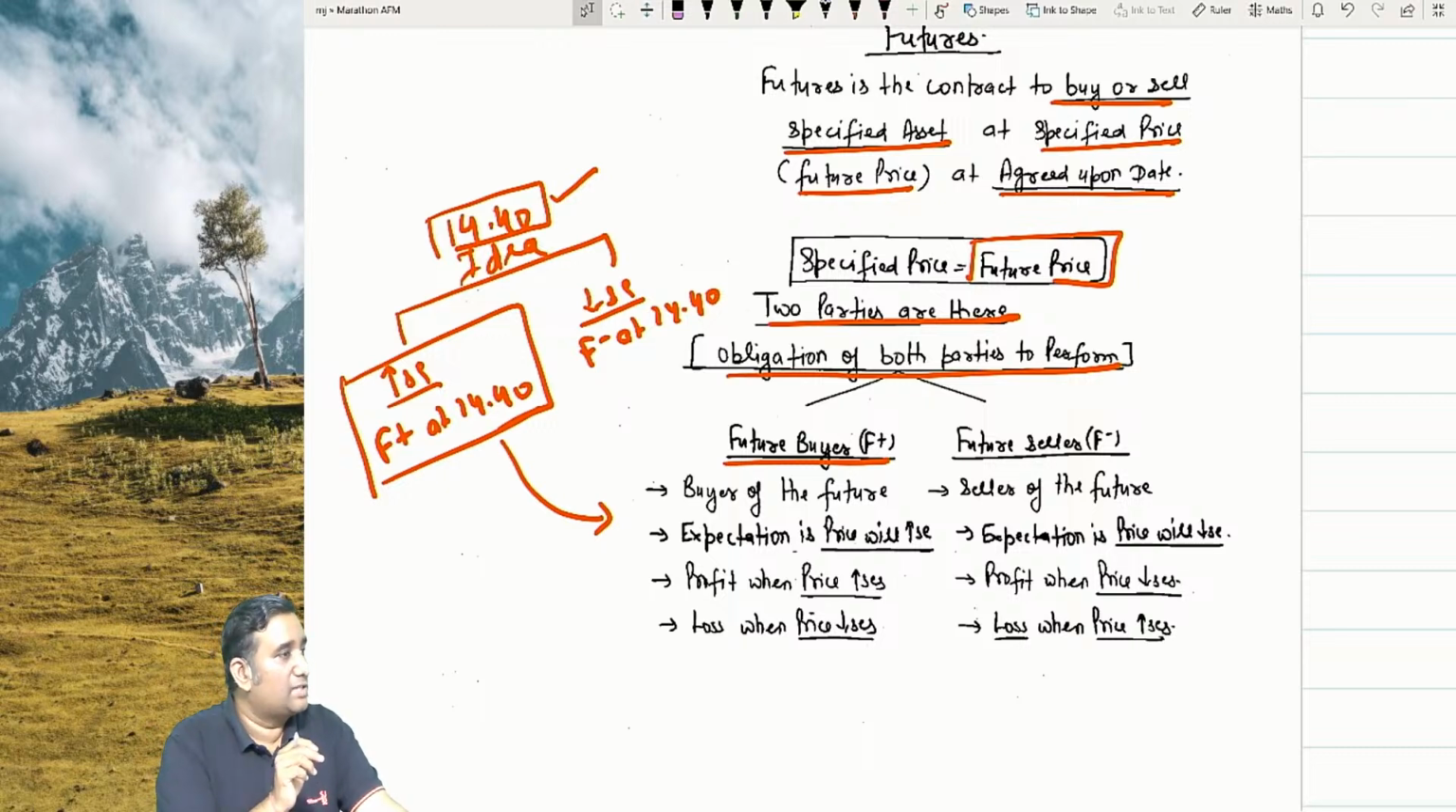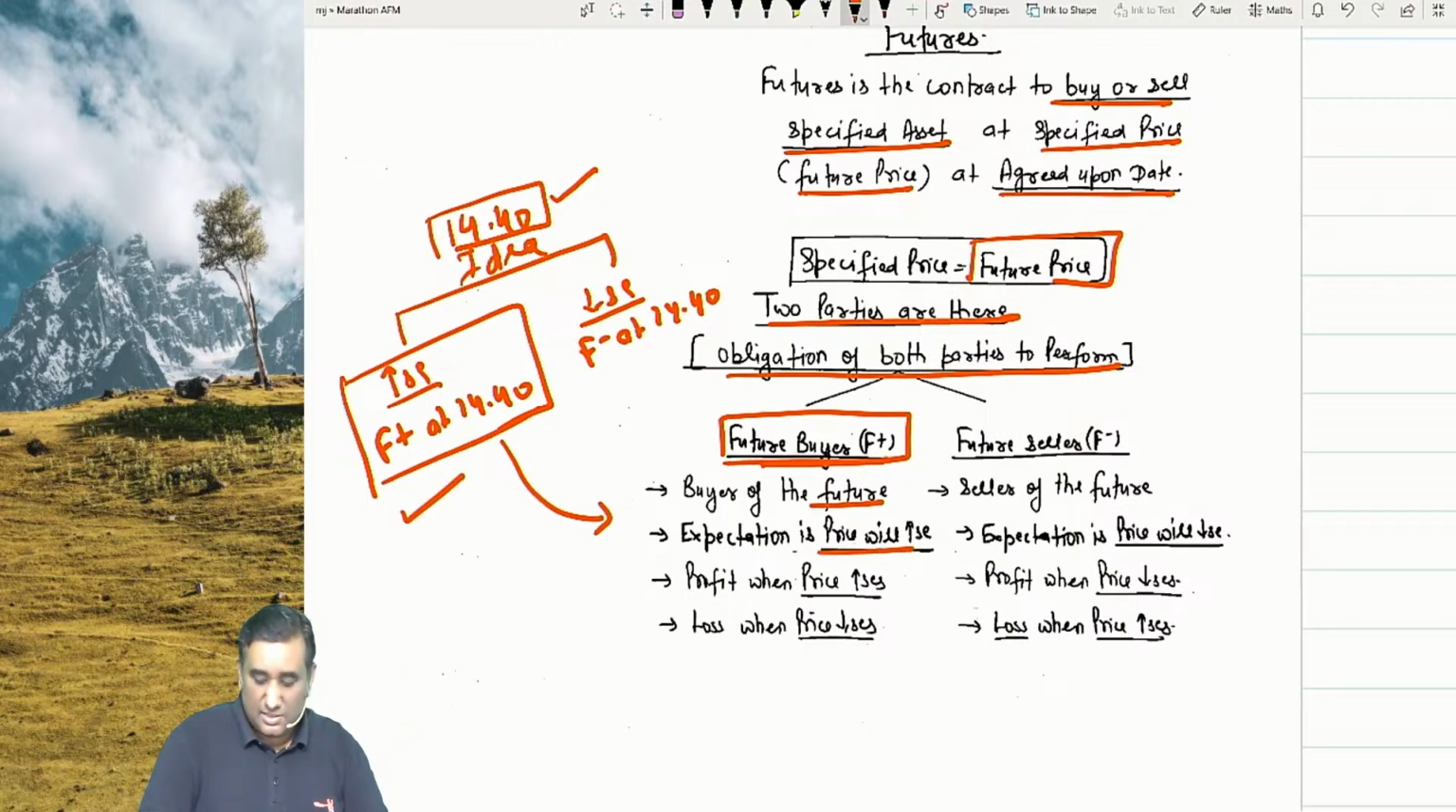The word future comes because these are exchange traded contracts. If it is over the counter, we call them forward contracts. Future buyer: he is the buyer of the futures contract. That means he has made an agreement to buy the share after a point of time.